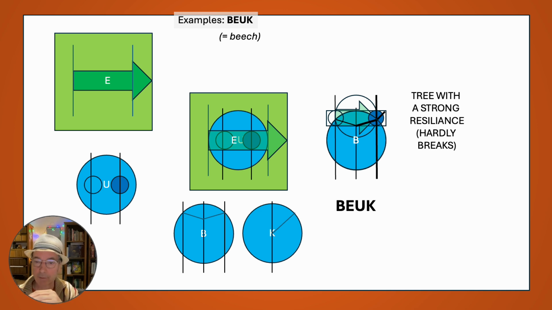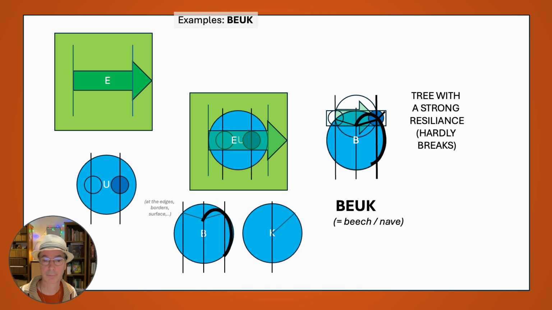And there I also have, at the second point of the U, a breaking point. So that's basically my combination of beuk. And a beuk has several meanings. One of the meanings is that it's a tree, and how do we distinguish the tree from other trees? It has a stronger resilience, so it hardly breaks. All the wood is quite breakable. The beuk is the strongest of them all.